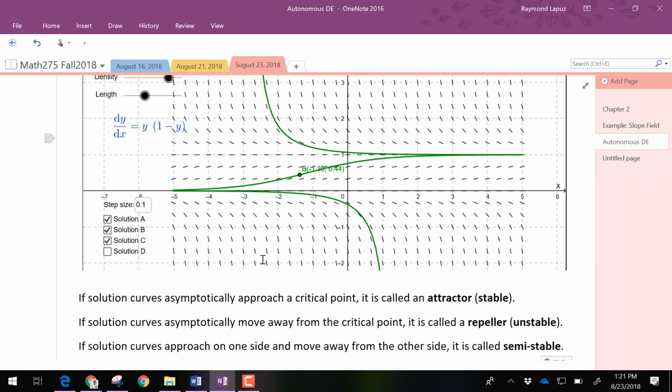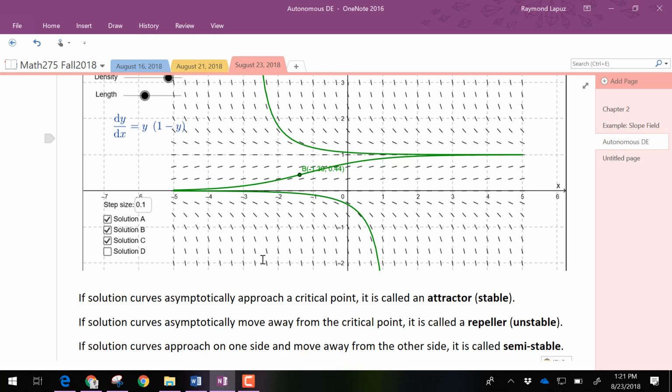Y is equal to 1 is a what? Left to right, what's happening to the curves above and below it? They're approaching it, right? So what is it? It's a stable equilibrium. It's an attractor. You see how y equals 1 is an attractor?